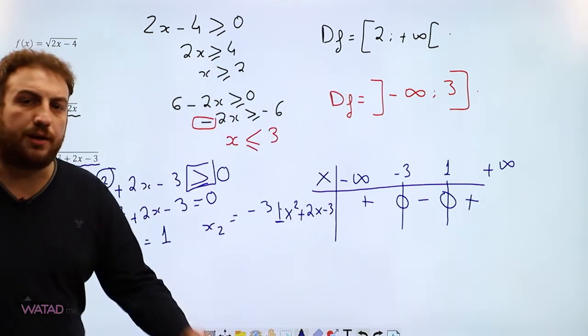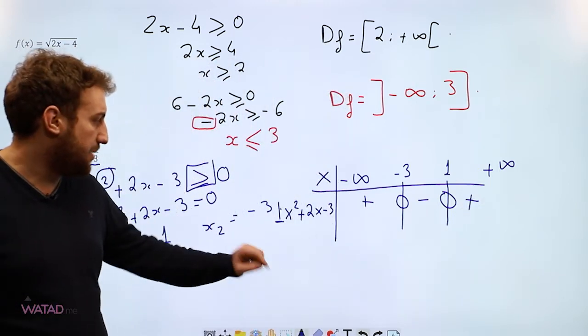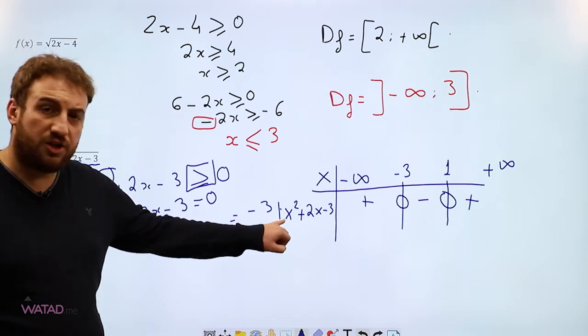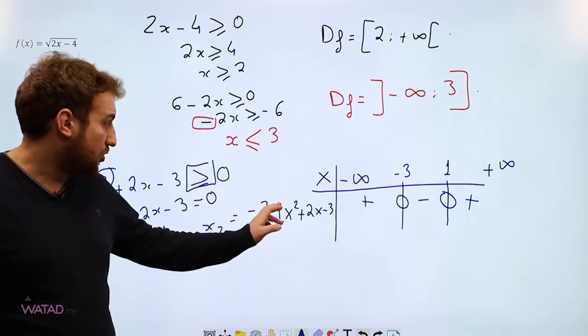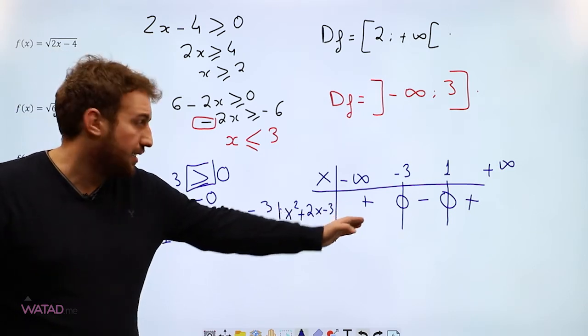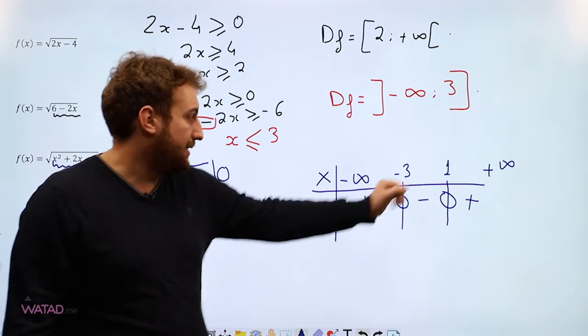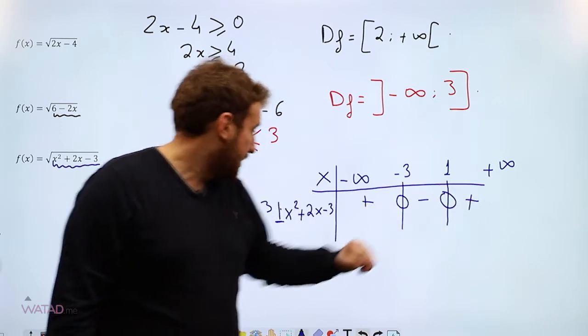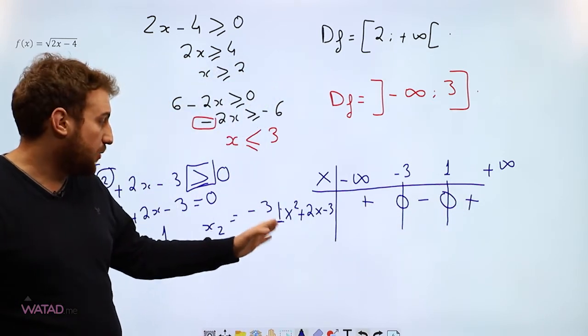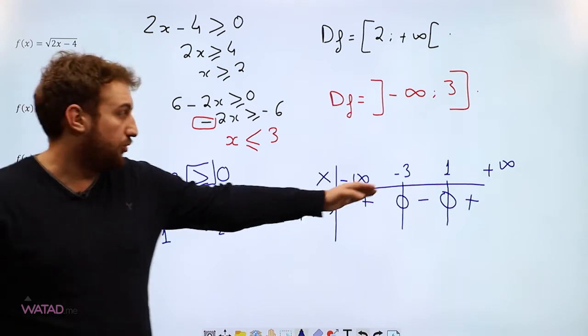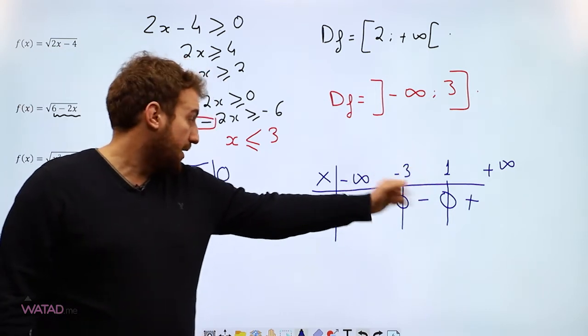So those who are not familiar with this concept, let's remember, whatever the sign of the coefficient of x squared is, you will have first that sign, then the opposite sign, and then again that sign. So here the coefficient of x squared was positive. This is why first we put plus, then we put minus, and then we put again plus.